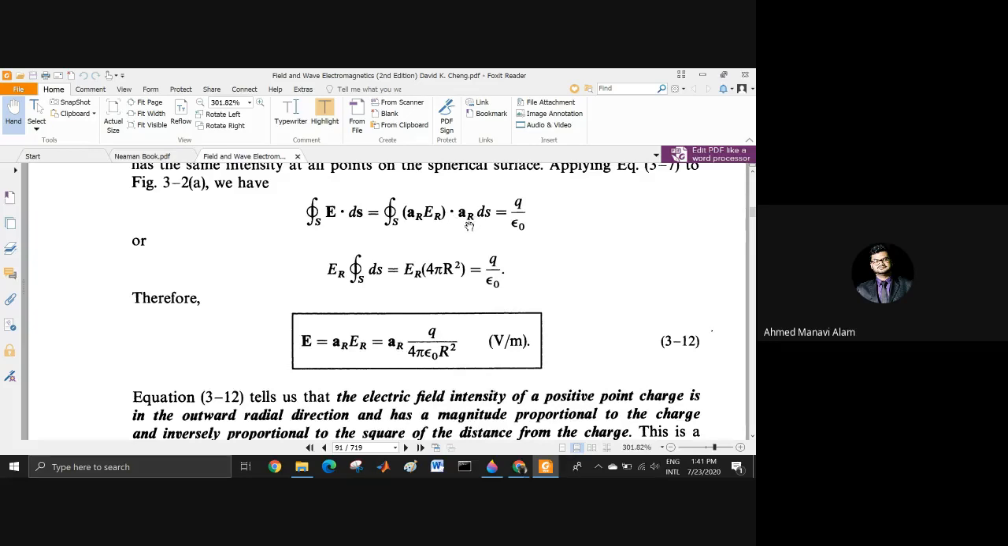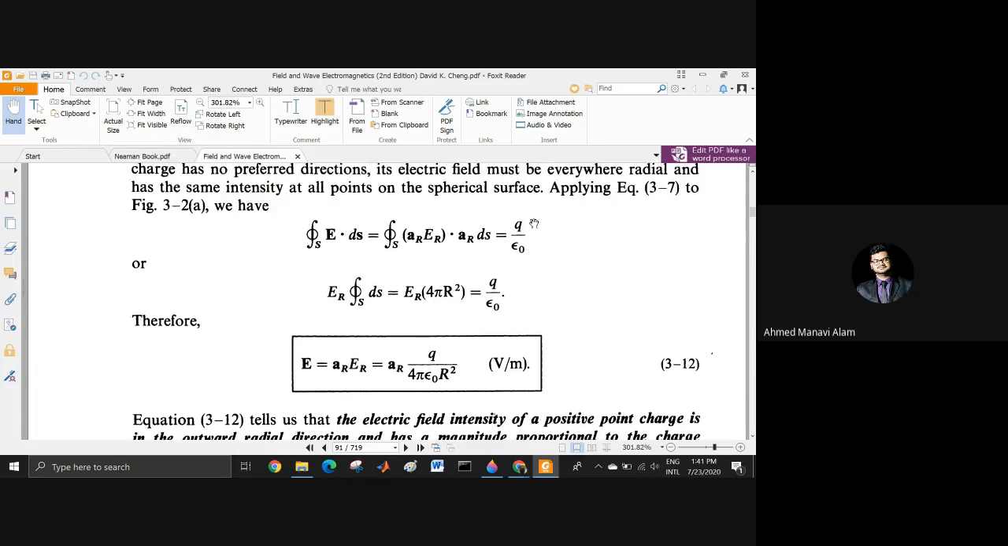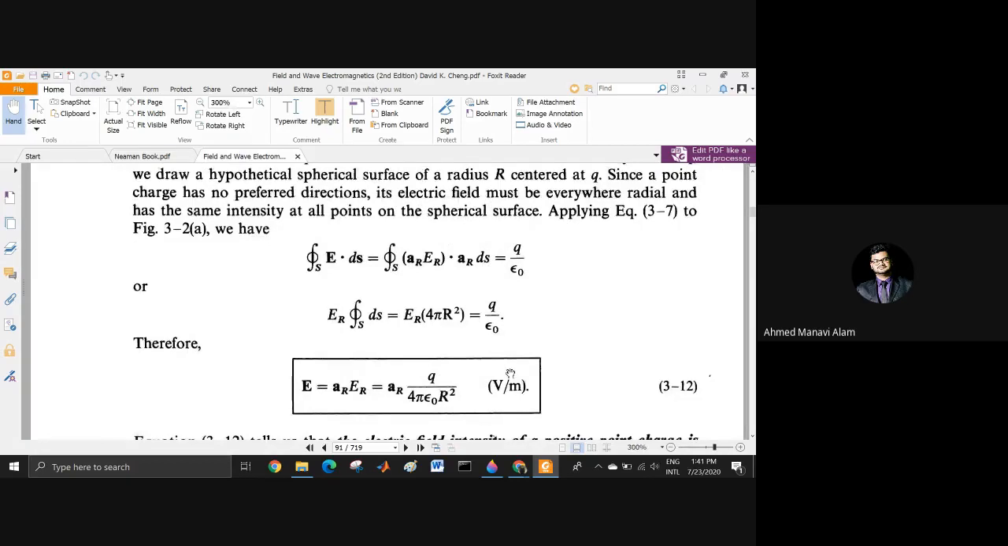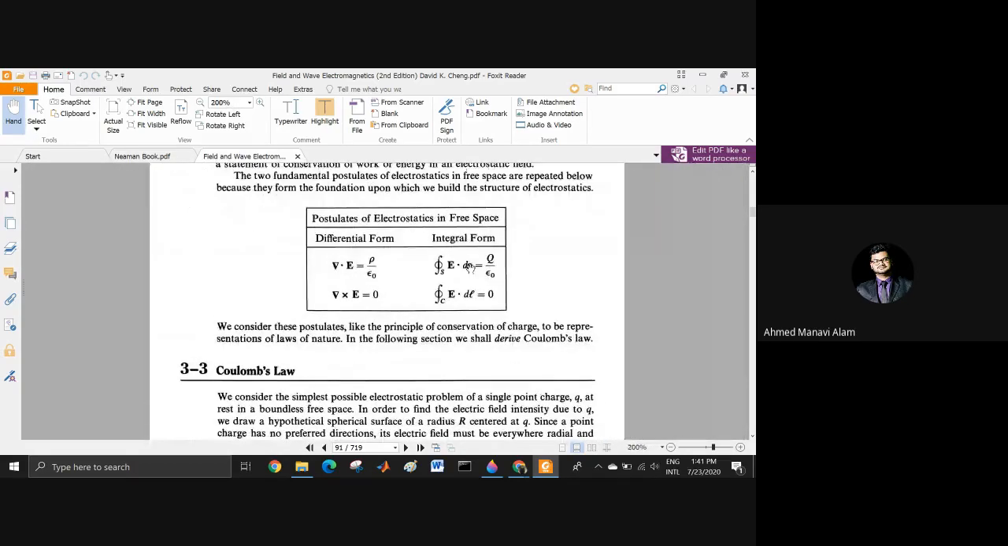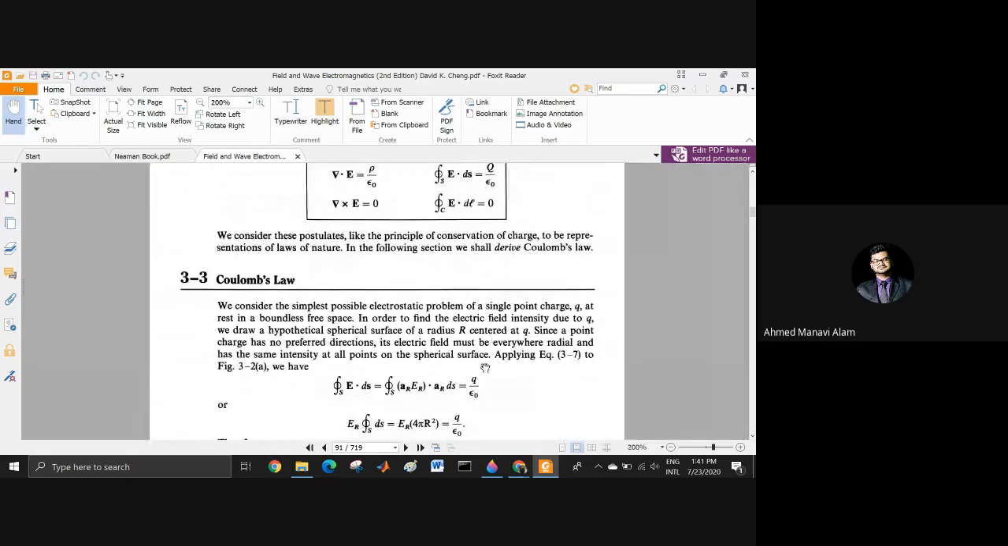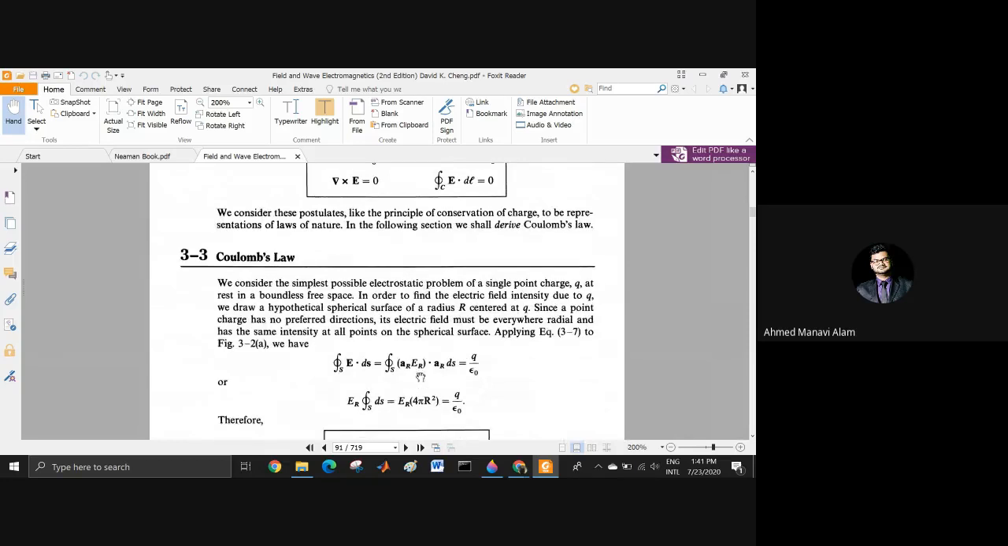Now there comes the q by epsilon naught. These things are from the formulas. এই যে এখানে যে ফর্মুলাটা আছে এই ফর্মুলা থেকে, ঠিক আছে? q is the enclosed charge. Now a_r dot a_r, as a dot product, they are gone, and E_r is the magnitude, so the magnitude has come out. As magnitude is a scalar, there is no variable, so integration will not happen on this. So now the integration is the enclosed surface of ds.